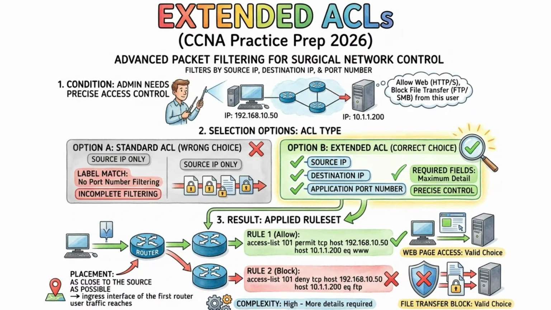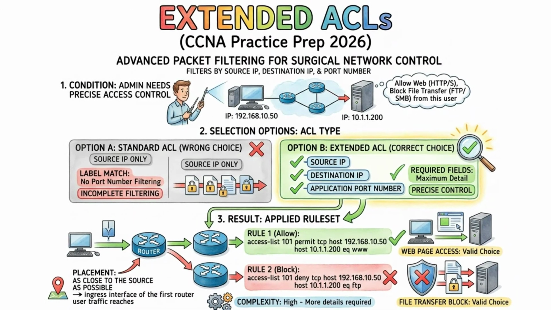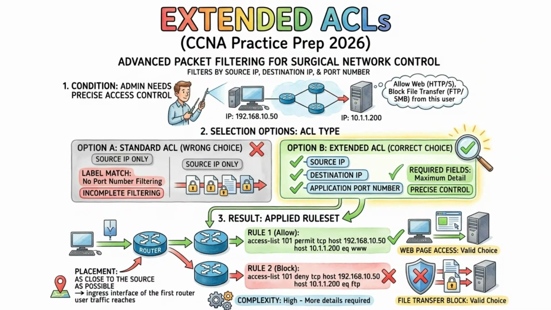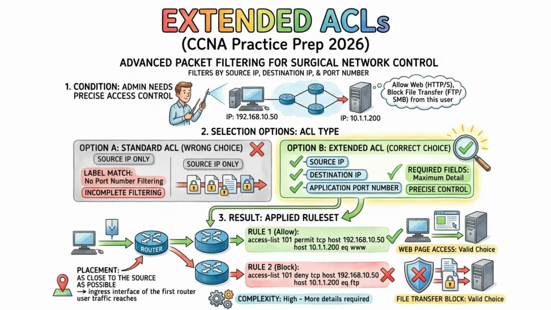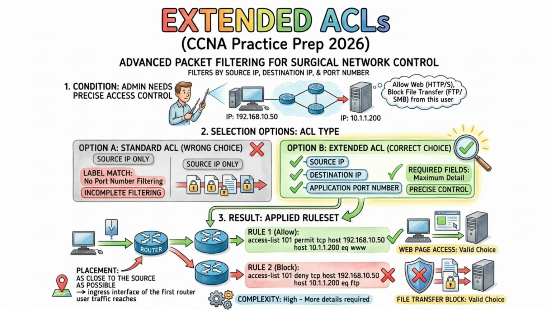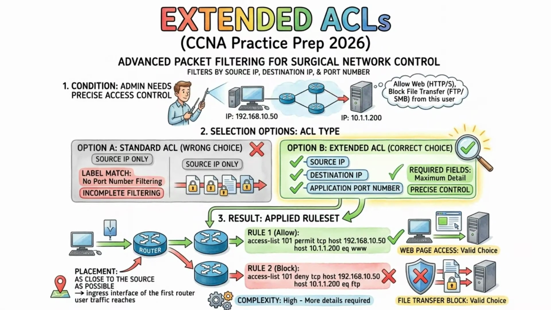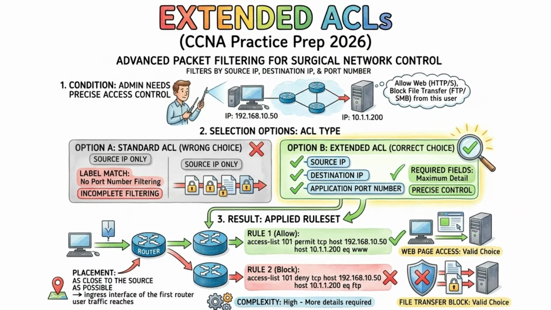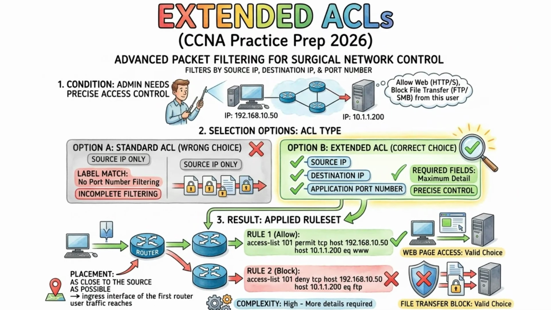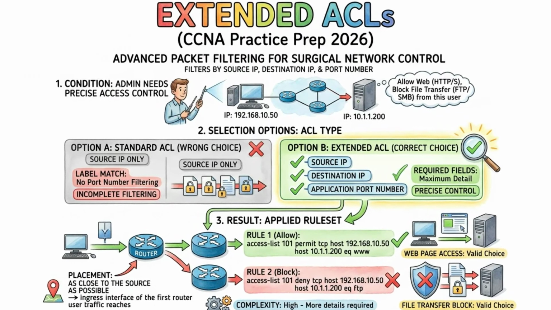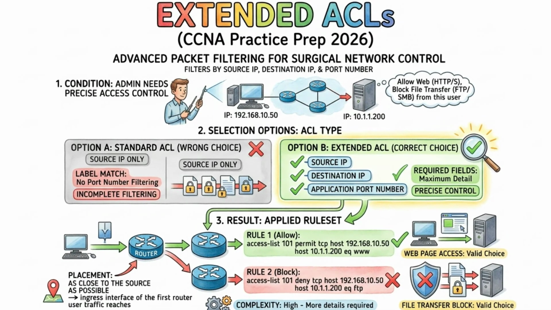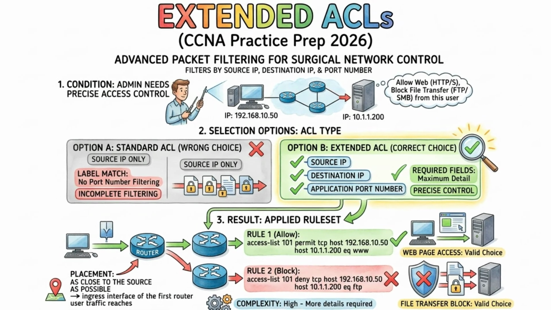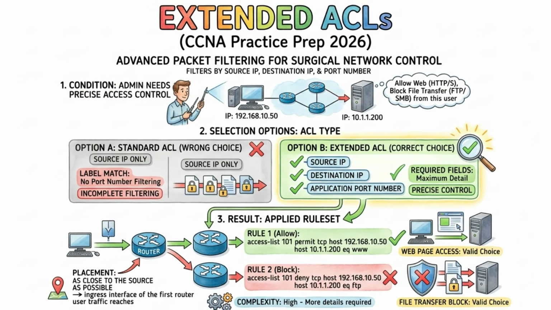When you need precise, surgical control over your corporate network traffic, you must step up and use extended ACLs. Unlike the standard versions, extended ACLs can actively filter traffic based on the source IP address, the destination IP address, and even the highly specific application port number. This means you could write a brilliant rule that safely allows a user to access web pages on a server, while simultaneously blocking that exact same user from transferring large files to it. Extended ACLs are significantly more complex to write, and they are always placed as close to the original source of the traffic as physically possible.